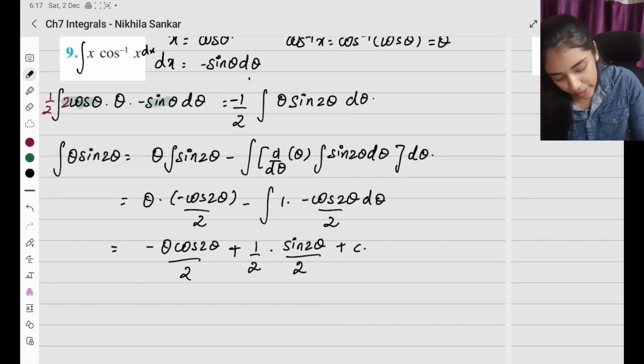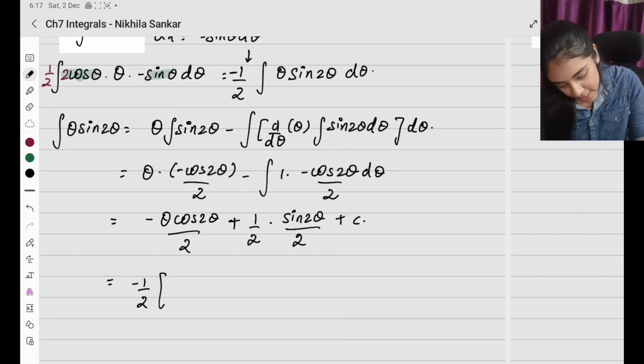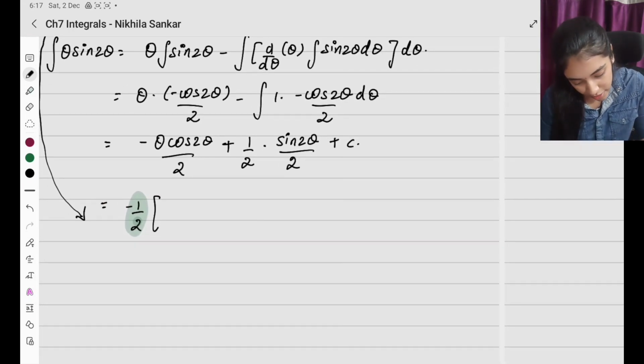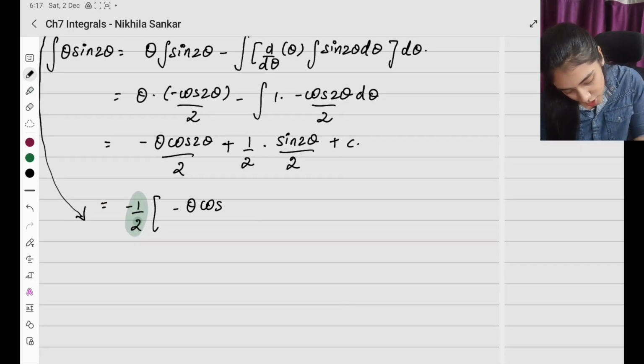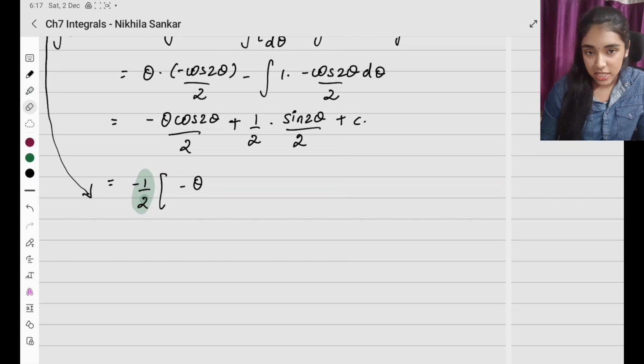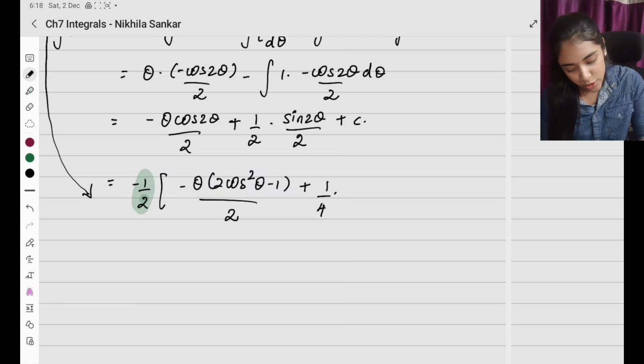Okay, but remember you have a minus half here. So my integral basically looks like minus half times, I'm bringing this minus half, you see this minus half, I'm writing it here. So this particular integral is going to be minus half times minus theta cos 2 theta. I want my answer to be in terms of x and cos inverse of x. So cos 2 theta is 2 cos square theta minus 1, so I can write this as 2 cos square theta minus 1 divided by 2, plus 1 by 4 times sin 2 theta, which can be written as 2 sin theta cos theta.